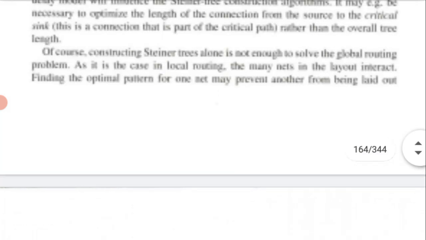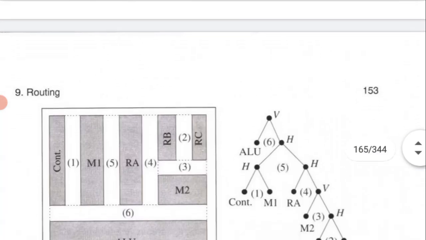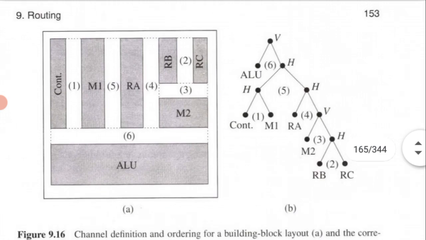The building block layout is shown in this figure. The area for the routing is reserved around the cell, but it is not always obvious how this area can be partitioned into channels that can be handled by channel routers, and in which order these channels can be routed.